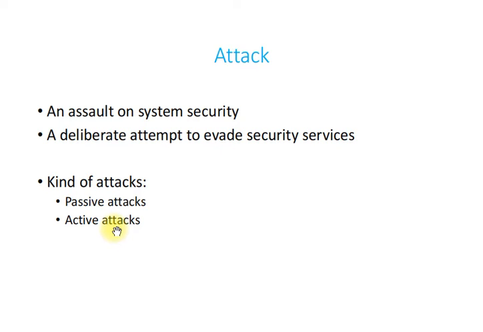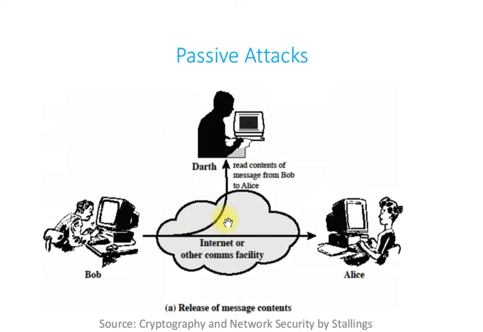An assault on system security is an attack. A deliberate attempt to evade security services is also an attack. So we have passive attacks and active attacks. So what is a passive attack? Let's look at this demonstration that we have. We have a diagram to just demonstrate what passive attack means.